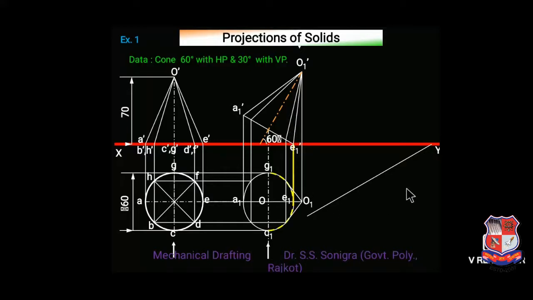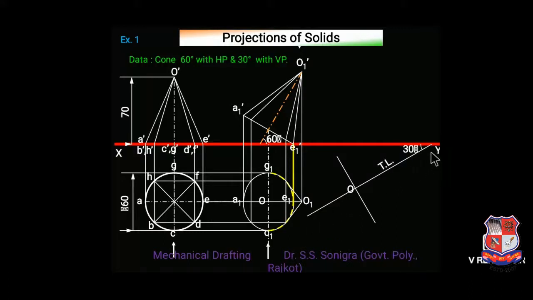Now second step is given that the angle of axis with VP is 30 degree. This is a very typical case. Whenever it is given that the axis of the cone makes an angle of 30 degree with VP, or any angle with VP, first of all draw a line at an angle of 30 degree with XY line to the right side of this object. Then mark this point O somewhere over here, and draw here true length. True length means this length, this height 70 mm.